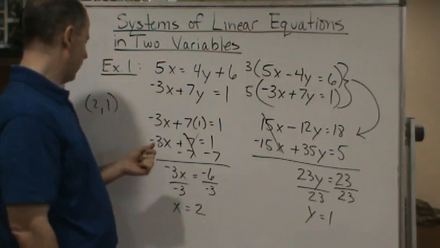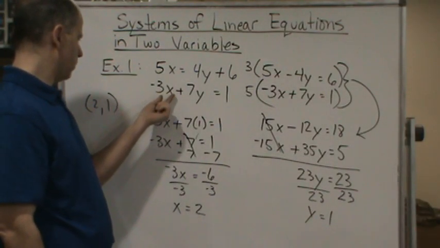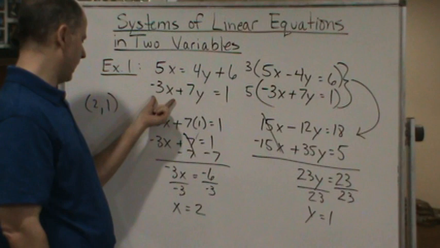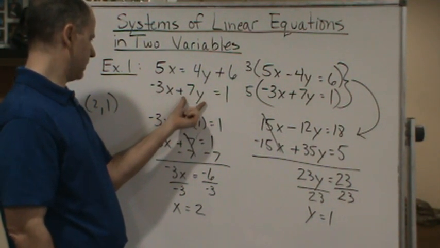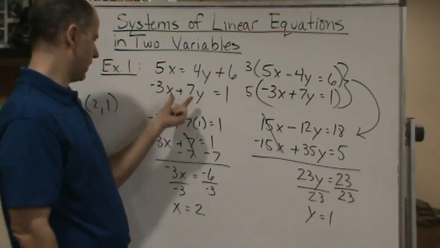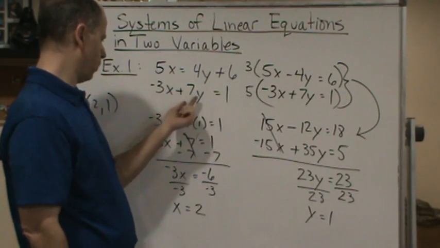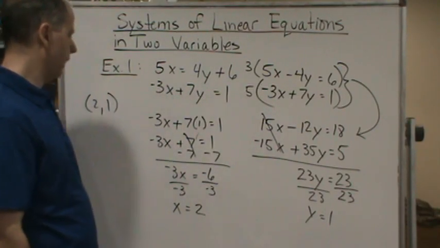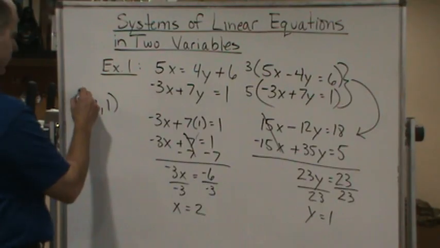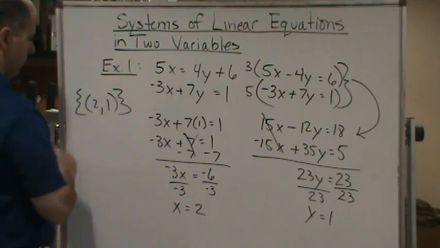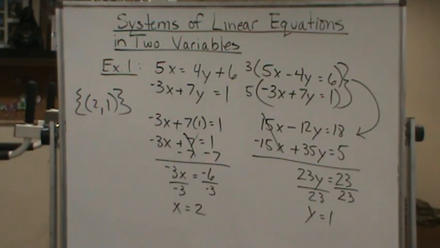Good. Now let's do this one. We get 2 times negative 3 is negative 6, plus 1 times 7, which is 7. And we get negative 6 plus 7, that equals 1. And we get 1 equals 1. And so it works. Okay? So it is a solution. And so we would say that this is the solution set. Okay?